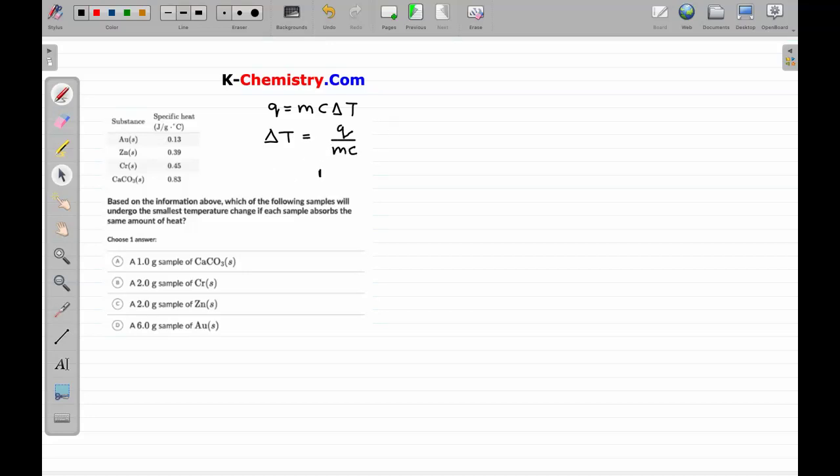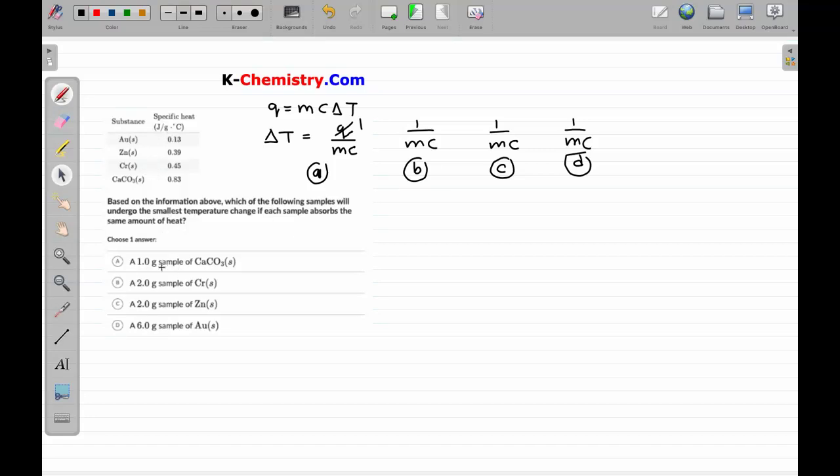So for the first one, A and B and C and D, the amount of heat is the same for all. The Q is the same for all, so just cancel Q for all of them. So it is equal to 1 over mc in all cases, 1 over mc, 1 over mc. 1 over mc for the sample of calcium carbonate. The mass is the same. Is the mass the same?